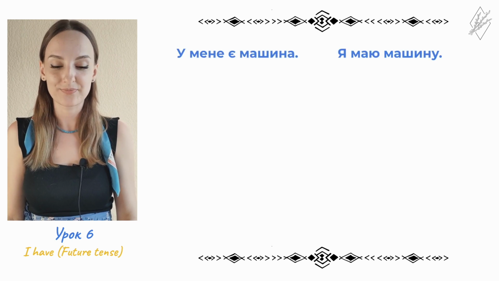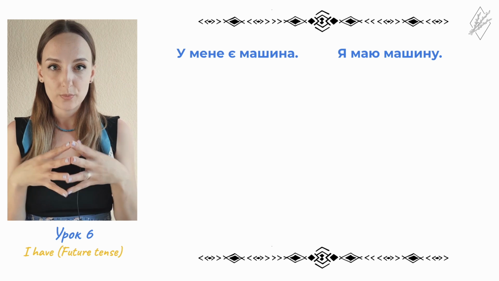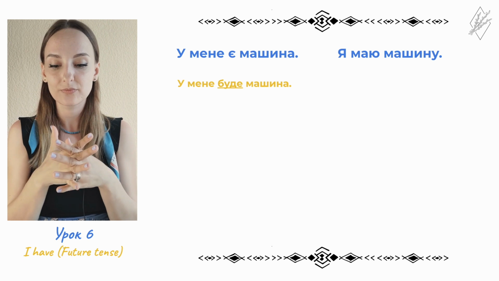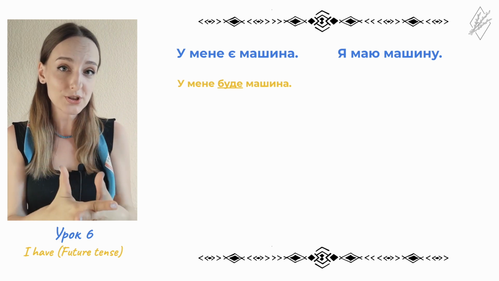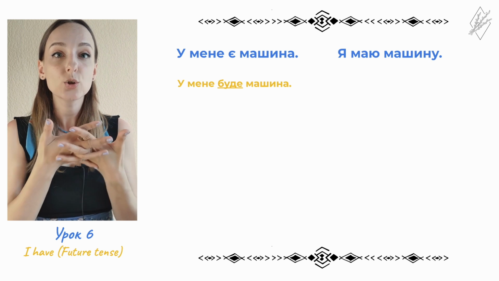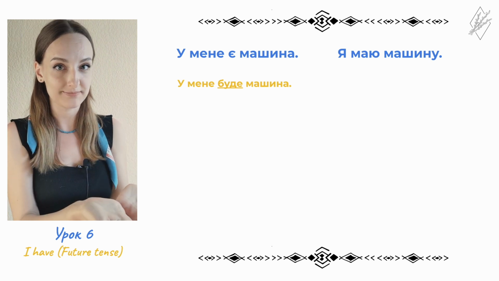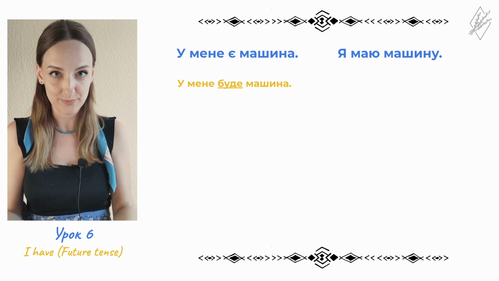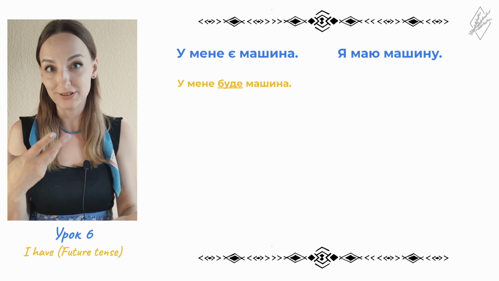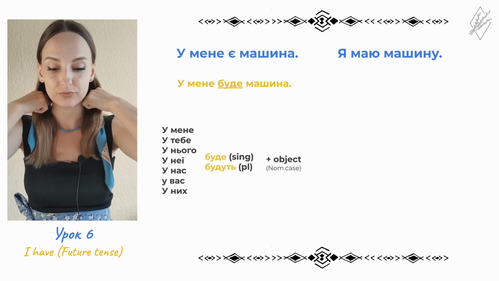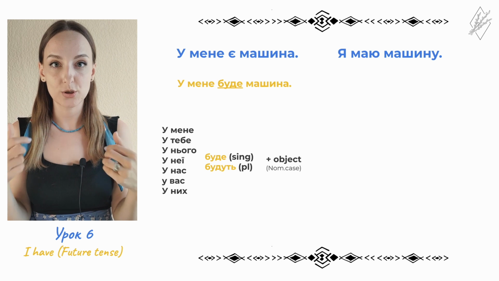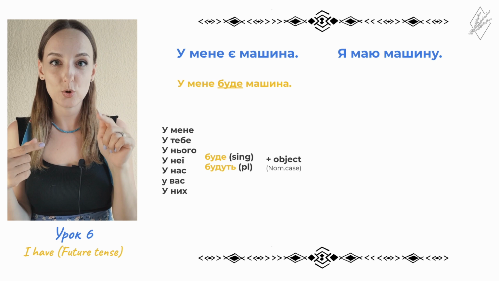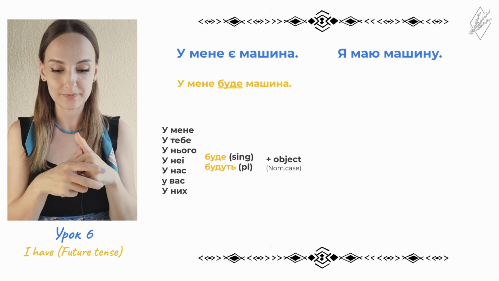Now the future tense. And again we go back to our two types of the structures. The first one, essay structure. У мене є машина. In the future tense will be у мене буде машина. So буде is a future form of the verb є. Or the verb бути, to be. So, if you need to say that you will have something, again, the form of the verb will depend on the object in this structure.